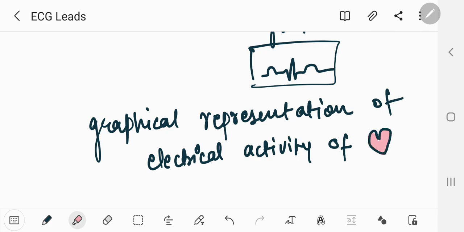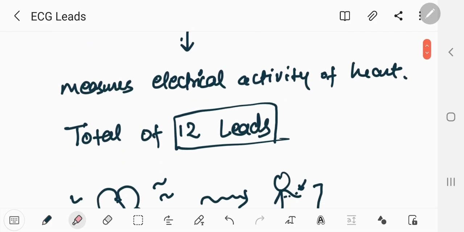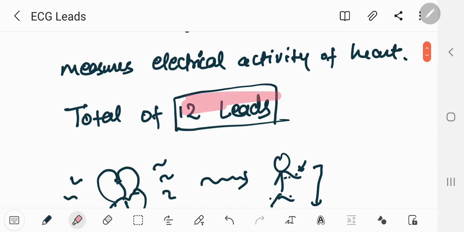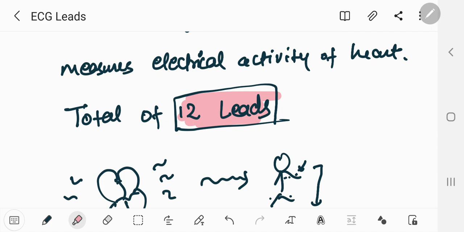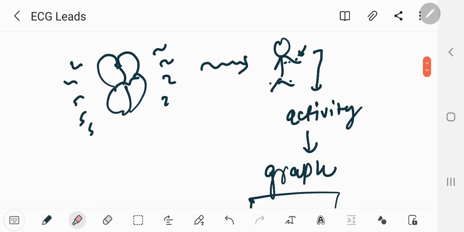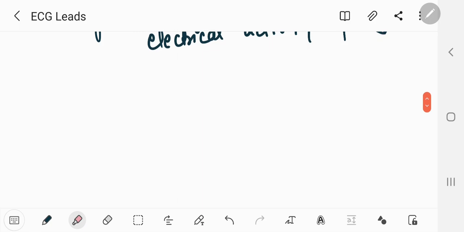Okay, cool. Now let's talk about the 12 leads that we use in the ECG. I'm sorry about the previous message. Anyways, now let's talk about the 12 leads that are used in the ECG.